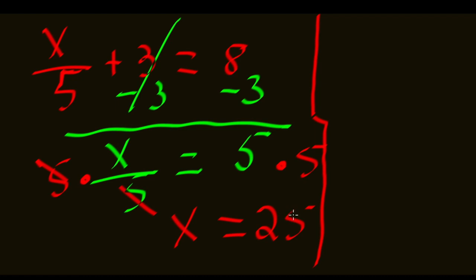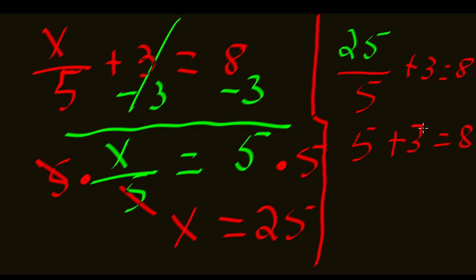Now to check to see if you're right, you take the answer for the variable, which is 25, and you replace it in the equation. So 25 divided by 5 plus 3 equals 8. 25 divided by 5 is what? 5 plus 3 equals 8. 5 plus 3 is what? 8 equals 8. So therefore your answer is right. So what you did is you take the answer for your variable and you replace it in the equation. So 25 divided by 5 plus 3, 5 plus 3 is 8.